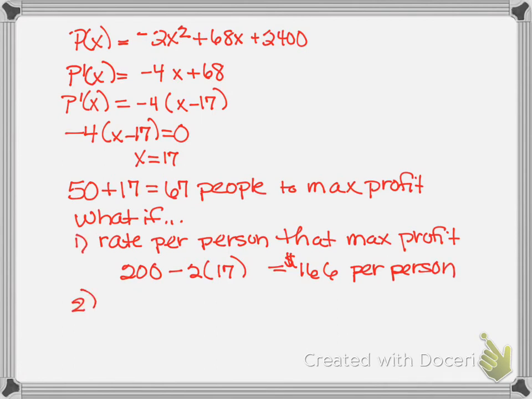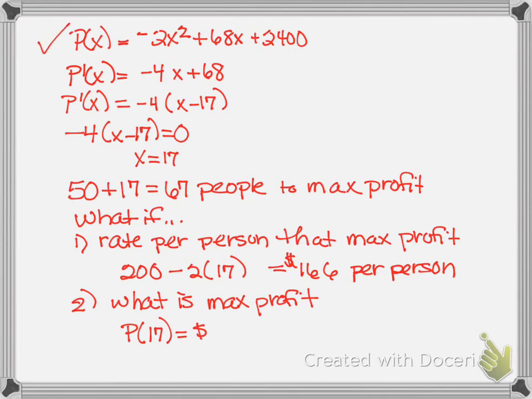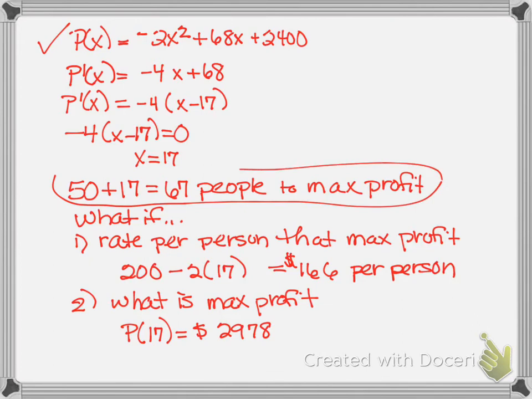And what if, number 2, I was asked, what is the maximum profit? Because Trevor wants to know how much money he can make when he gets to go to Disney World and take Dylan. So the answer to that question would be P of 17. So when you go back to your profit function up here and put in 17, $2,978. Well, you have successfully done the hardest problem here.